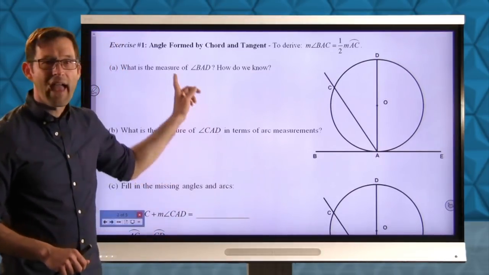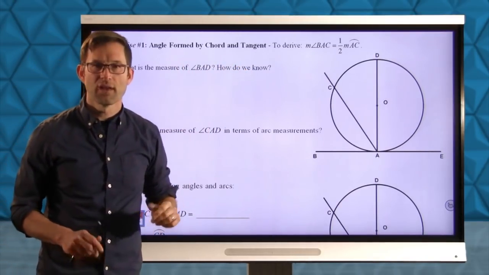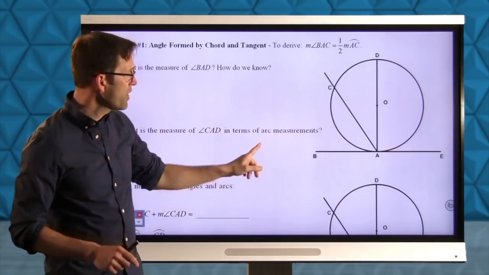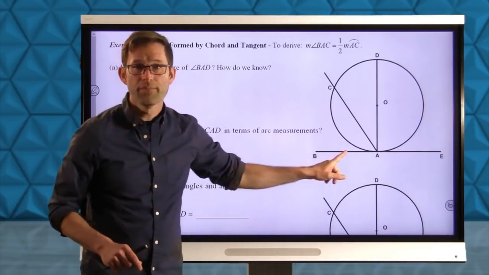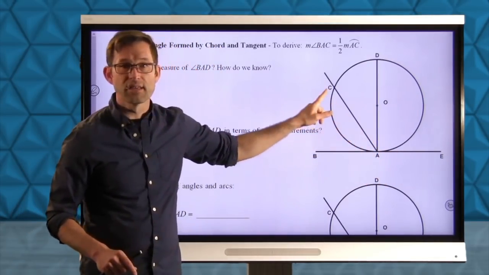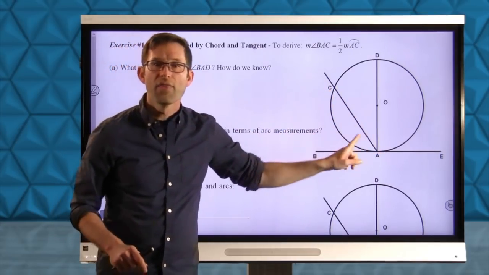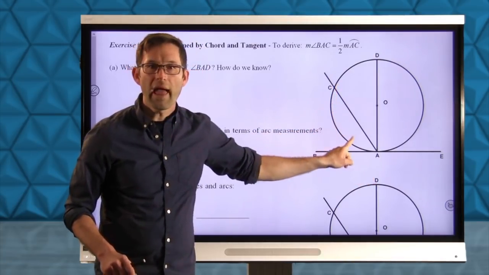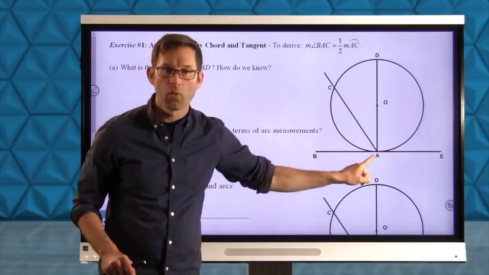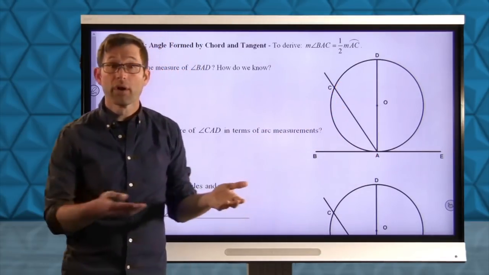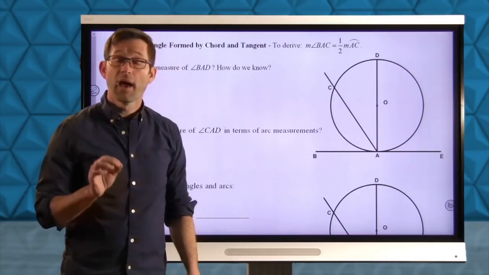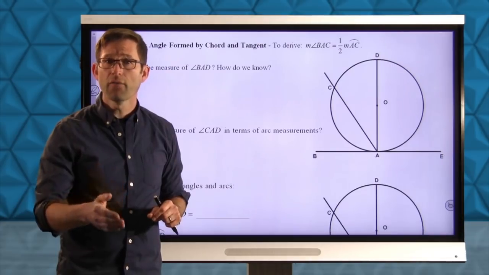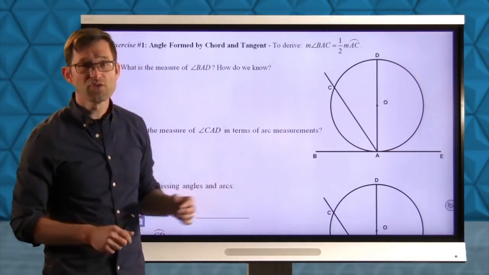Exercise number 1. Angle formed by a chord and a tangent. So if you recall from the last lesson, if we've got a tangent like BE here, and we've got a chord like AC here, or you could even claim that that's a secant, then the measure of angle BAC will be 1/2 of the measure of that intercepted arc, 1/2 of arc AC. And what we're going to do in exercise 1 is prove that. And that's very important because this theorem will then get wrapped up, strangely enough, in some of the other ones that we try to prove. So let's jump right into it.